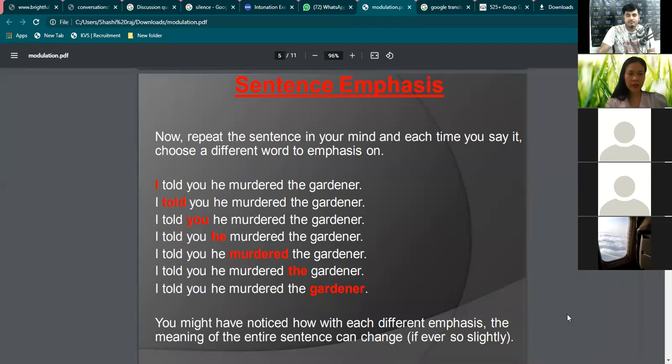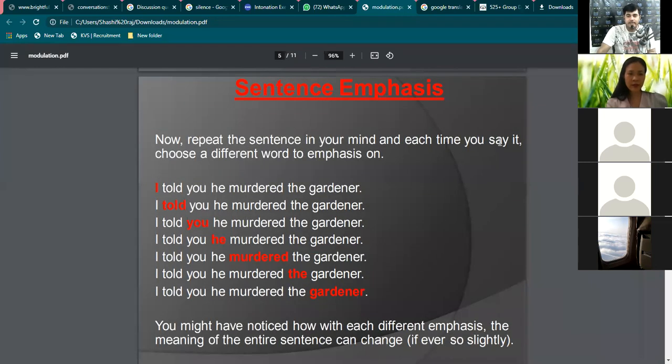Okay. Now, sentence emphasis. I think that you all have seen these things, or maybe you have not, so that's okay. Here I have written one line, 1, 2, 3, 4, 5, 6, 7 times, right? Seven times I've written one line.